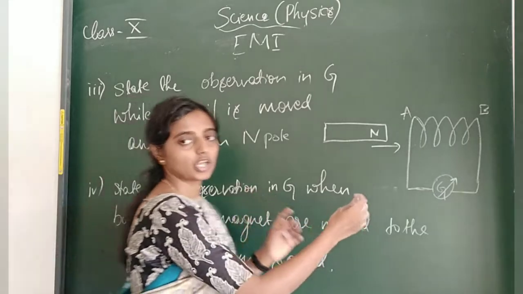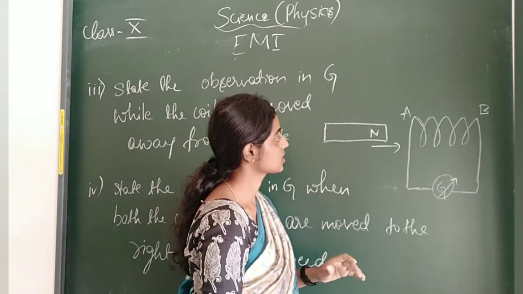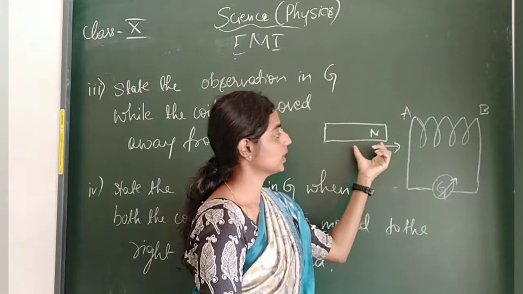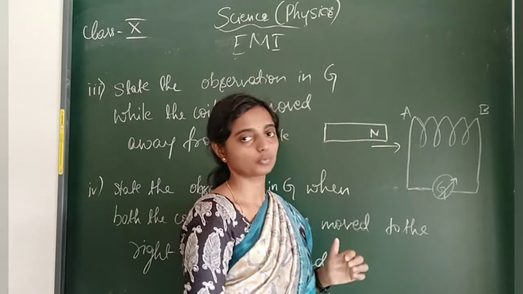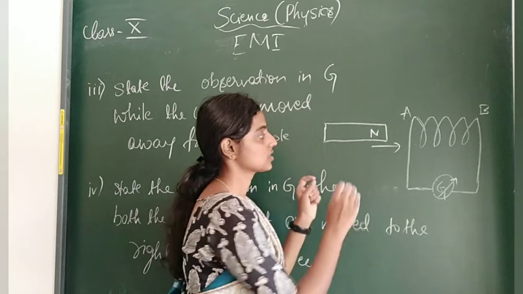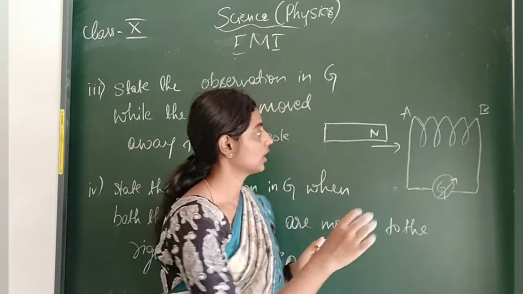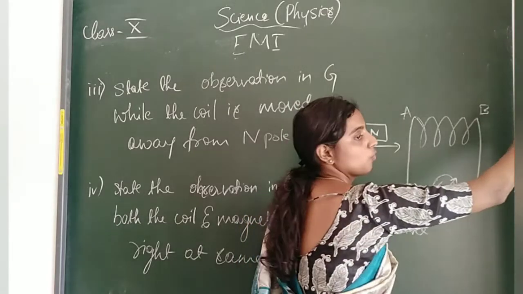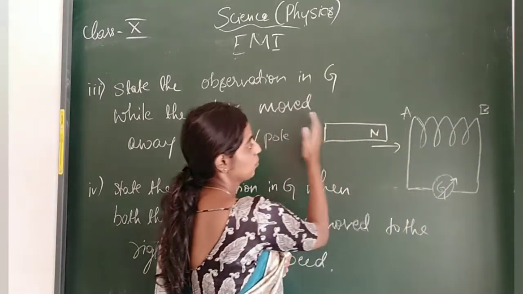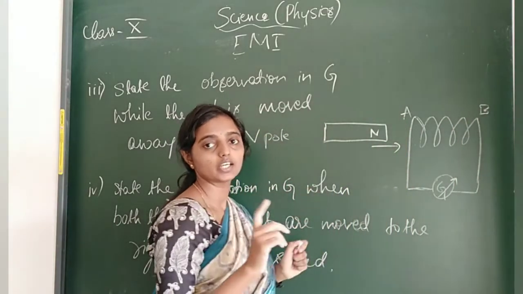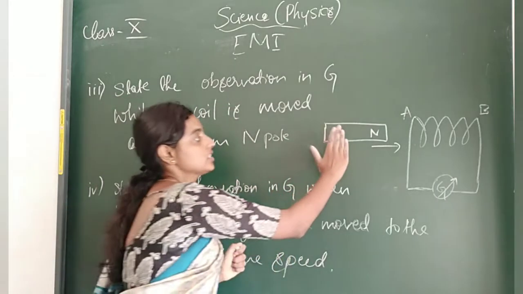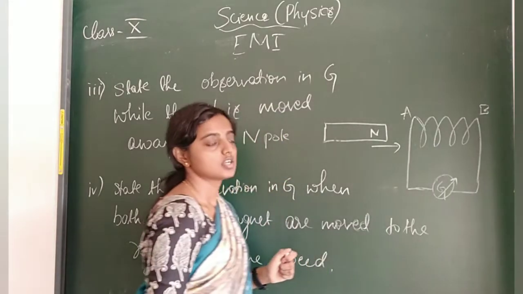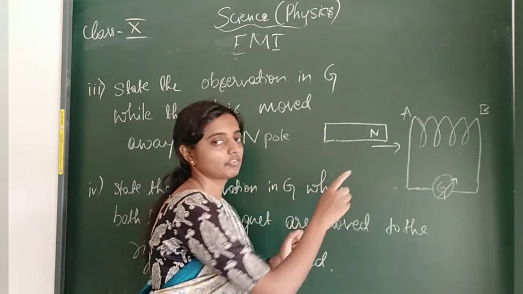Come to the diagram. What does the question tell us? When this coil moves away from the magnet, that is from the north pole, what happens? This is the same scenario as when the magnet is withdrawn and moves away from the coil. But here in the question, instead of the magnet, the coil will move away. One or the other will be moving.